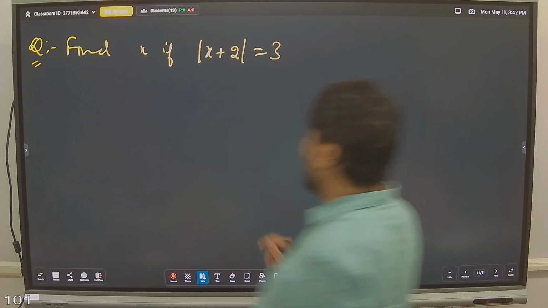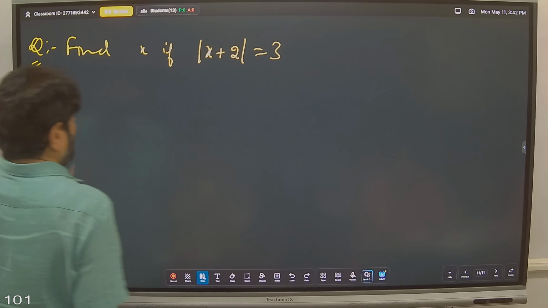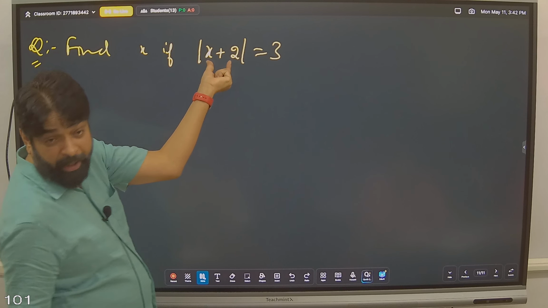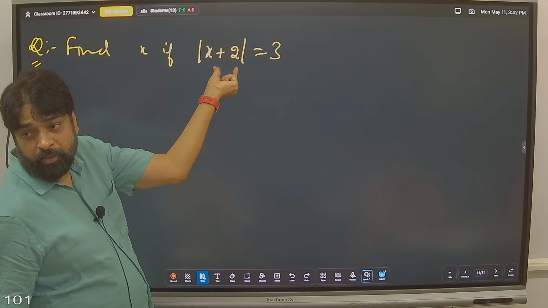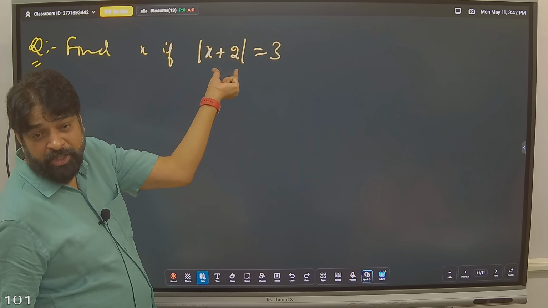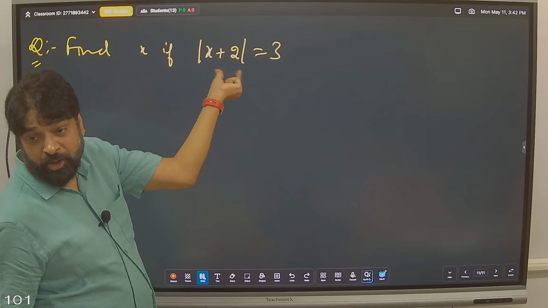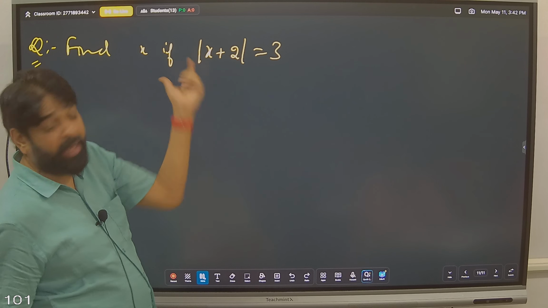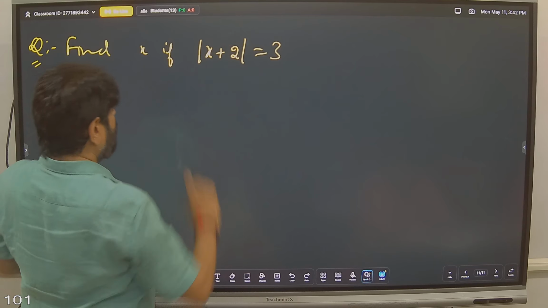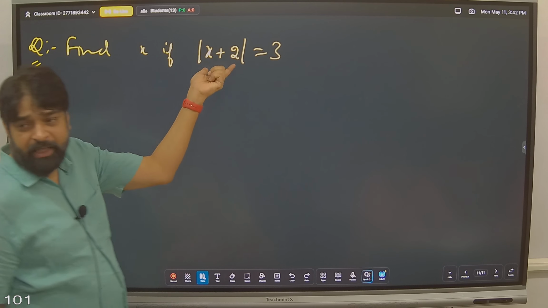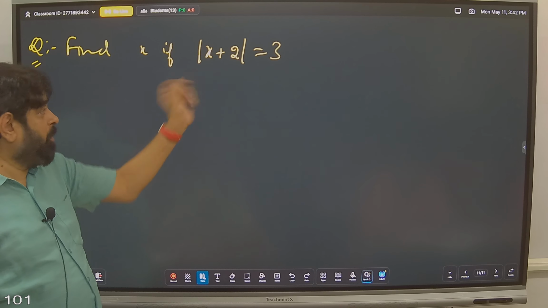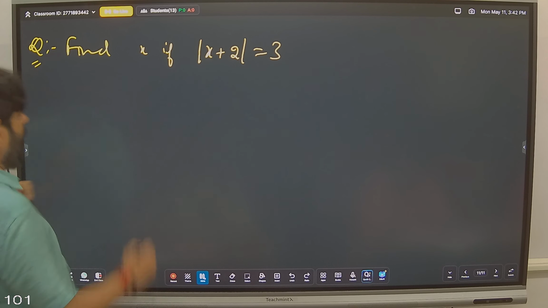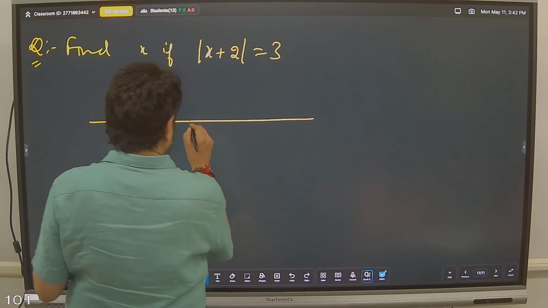First thing is that I have to remove the mod. This mod will change behavior when the expression becomes positive or negative. Speak out, for what value of x will it change behavior? At -2. Before -2 it's negative. How to know? Just think of when it is 0. It will be 0 only when x equals -2. So before -2 it's negative, after -2 it's positive. So -2 is the boundary line.